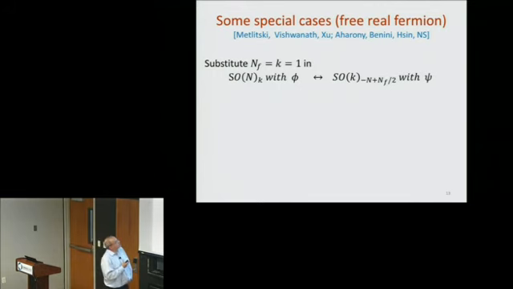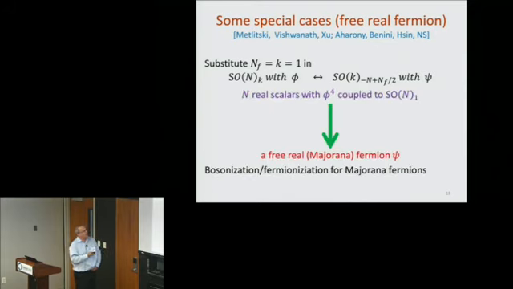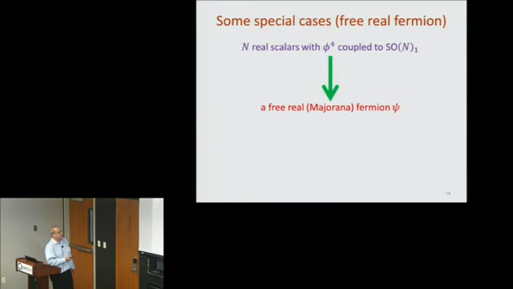There is a similar story in the real case that was discovered independently by 2 groups, one condensed matter and one high energy physicist. Just take this duality that we mentioned earlier for SO(N), and just substitute N_F equals K equals 1. So again, SO(1) will be trivial. And now we have N real scalars with some phi^4. I use lowercase phi because it's real, as opposed to uppercase, which was complex. So this is SO(N) level 1 with scalars, and that's a free real fermion psi. It's again a conjecture, but there's a lot of evidence that this is right.